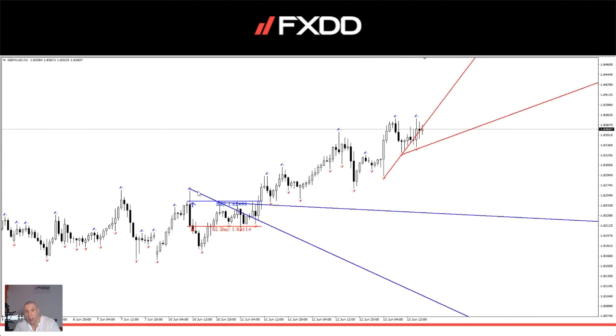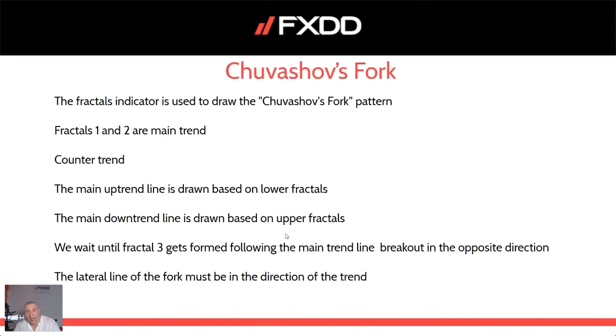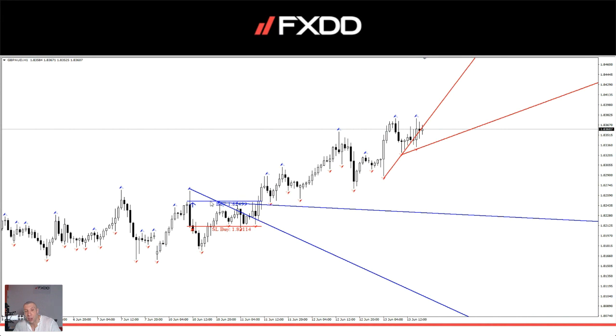Here it is, 1, 2, and you have the downtrend line here. Then we wait until fractal 3 gets formed following the main trend line breakout in the opposite direction. So this is it. This is point 1, okay, point 2, point 3. You connect these and you get a breakout point from this zone. Here, the similar thing, but in the opposite direction.